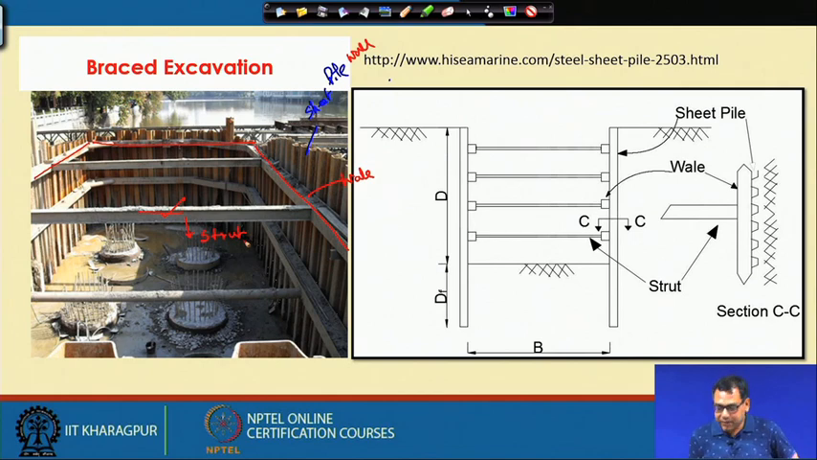Here you have the section. This is the sheet pile wall, then this is the wale, the section of the beam. And this is the strut. You can see the strut has two spacings. One is vertical, this is SV. Another one is horizontal, this is SH, the horizontal spacing.